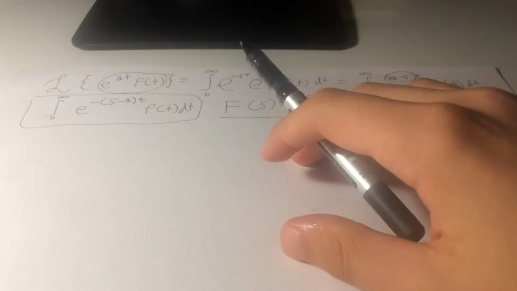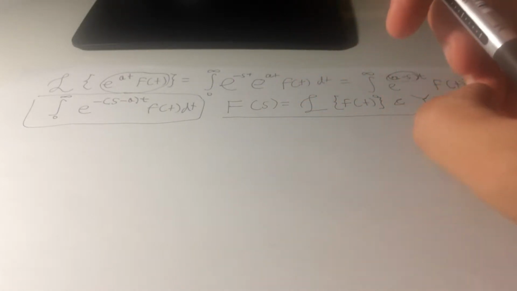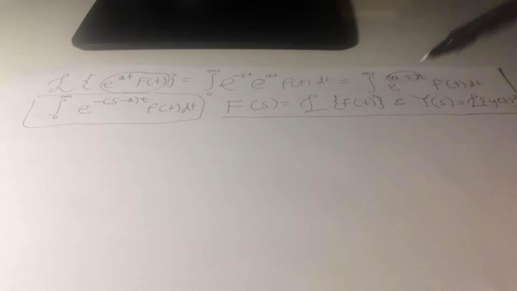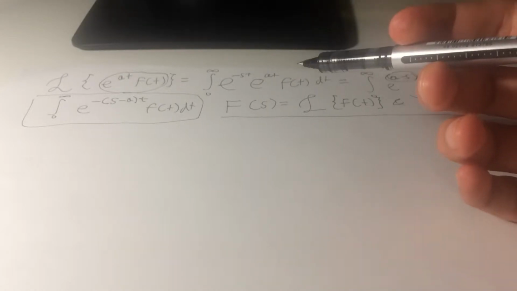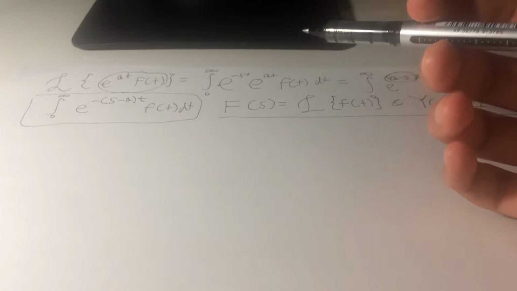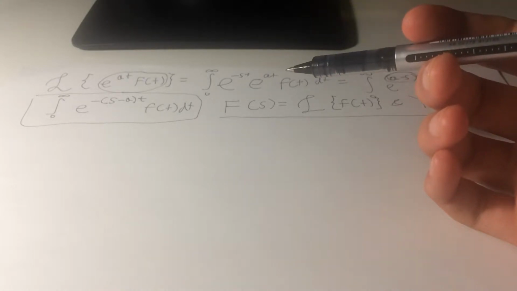So indeed, e to the at is a very important function, because when you put it together with f of t, what happens to the function with respect to time is it shifts. So what you end up having is a function with respect to s, a function converted from time to s, but with s shifted, so the frequency is shifted. It's quite interesting.